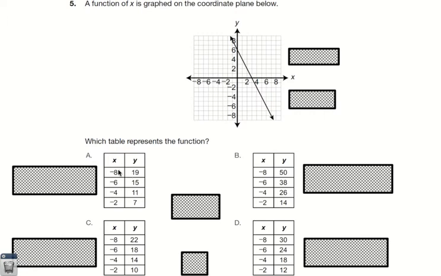So like this table says -8, 19. Would -8, 19 be on this line? Tough to say. -6, 15? Tough to say right now. -4, 11, -2, 7. If this is the correct table, then all those points would be on this line. Choice B, -8, 50. Ugh. -6, 38, -4. So would these 4 points or these 4 points be on the line?